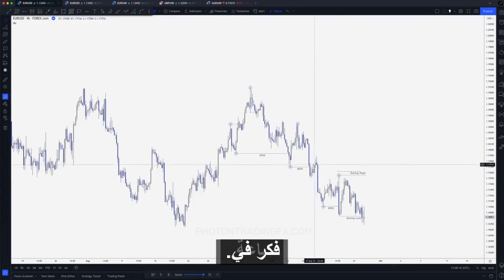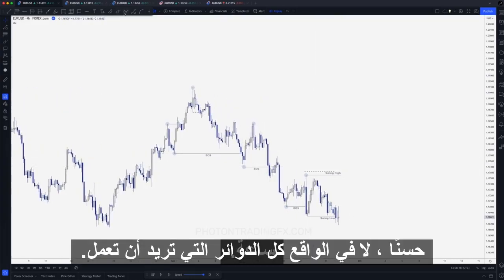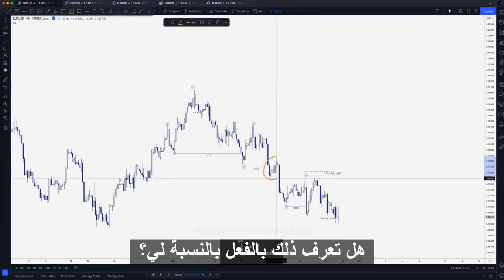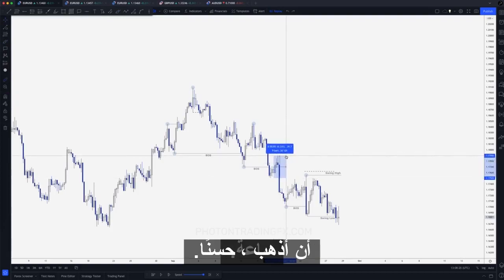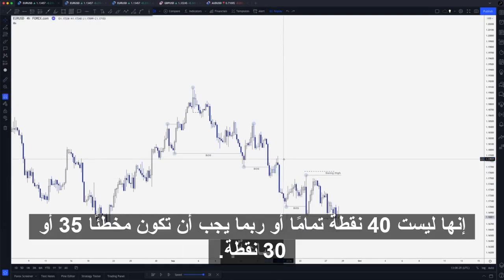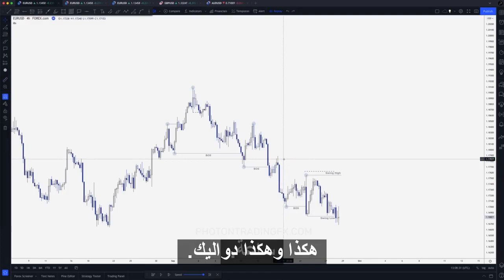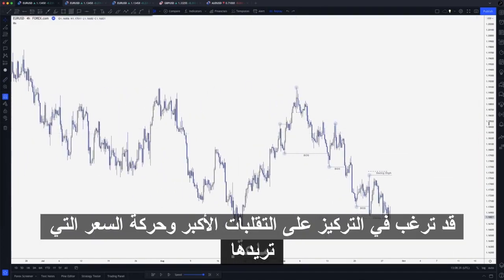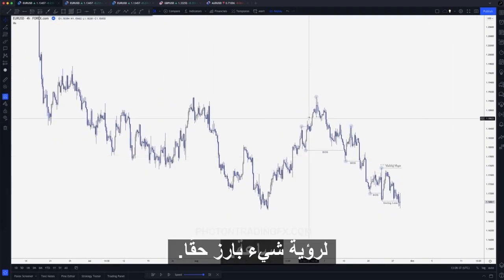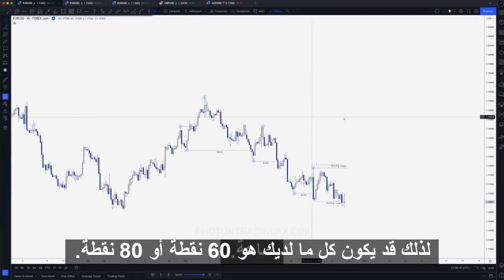Because some of you might think, well, no, actually, I'll circle it, you know what I'm talking about. You go, actually, no, for me, that is a swing pullback. I see that as swing structure. But what you need to then do is measure that and go, okay, it's not quite 40 pips. So maybe your rule needs to be 35 or 30, so on and so forth. Some of you may think, well, that's not that big of a pullback. You may want to focus on bigger swings in price action, right? You want to see something really prominent. So your rule might be 60 pips or 80 pips, so on and so forth.